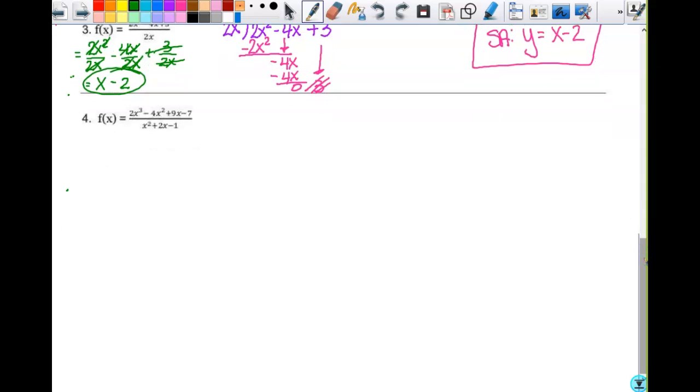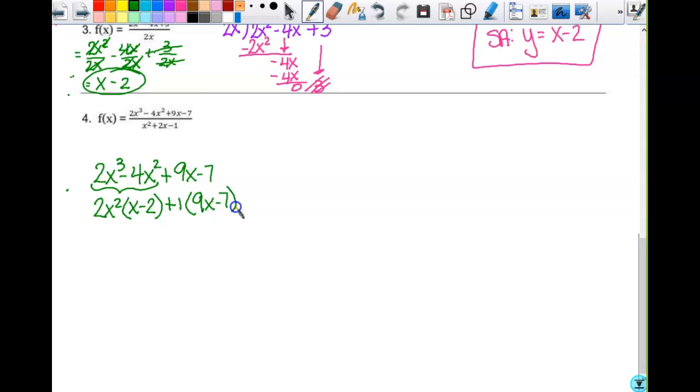All right, so let's look at number 4. I'm going to have you actually finish it off, but let's start with the factoring part of this. So I'm going to rewrite this right here. So I've got 2x cubed minus 4x squared plus 9x minus 7. If I have 4 terms, how do I attack this as far as factoring goes? Grouping. So I'm going to group this. I'm going to factor out a 2x squared. That leaves me with x minus 2. Out of this, all I can factor out is a 1. That leaves me with 9x minus 7.